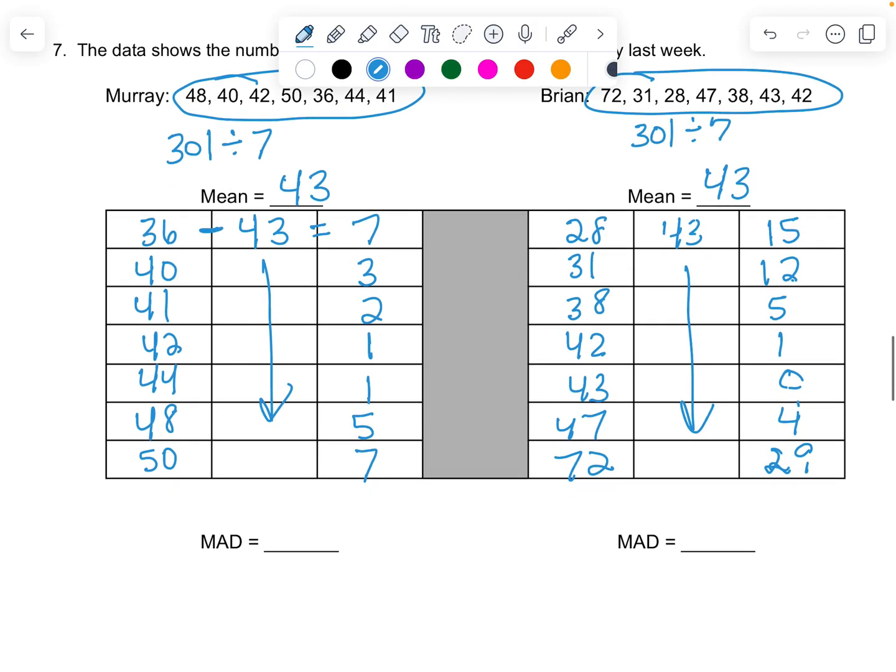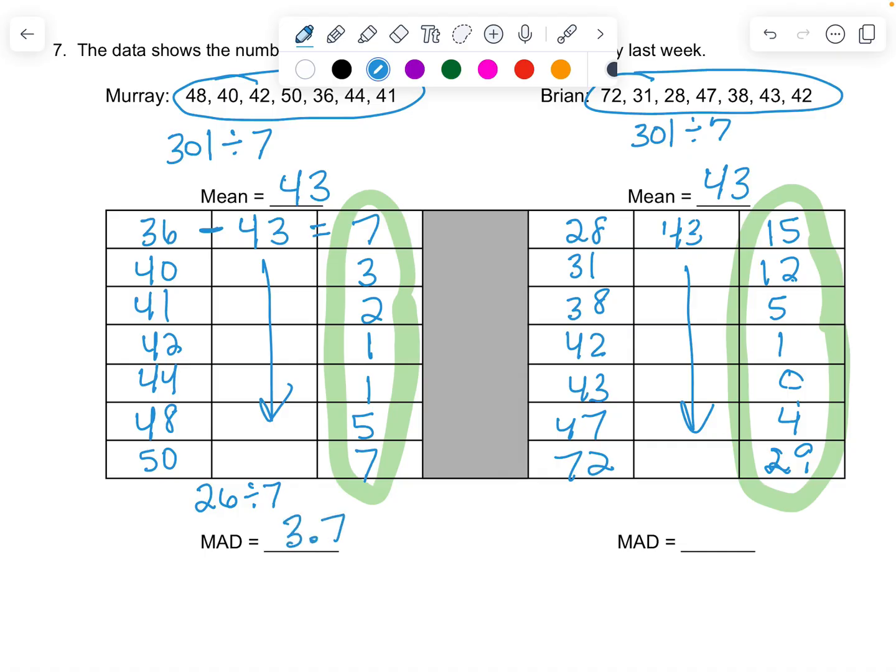Okay, so now that I have my distances, the MAD is the mean of the distances. So once again, a lot of finding mean. I need to add all my data together, divide by the number of pieces of data. So for Murray, I had a sum of 26. There were 7 pieces of data. And if you divide that, you get about 3.71, and it keeps going on, and it did not say what you had to round to.